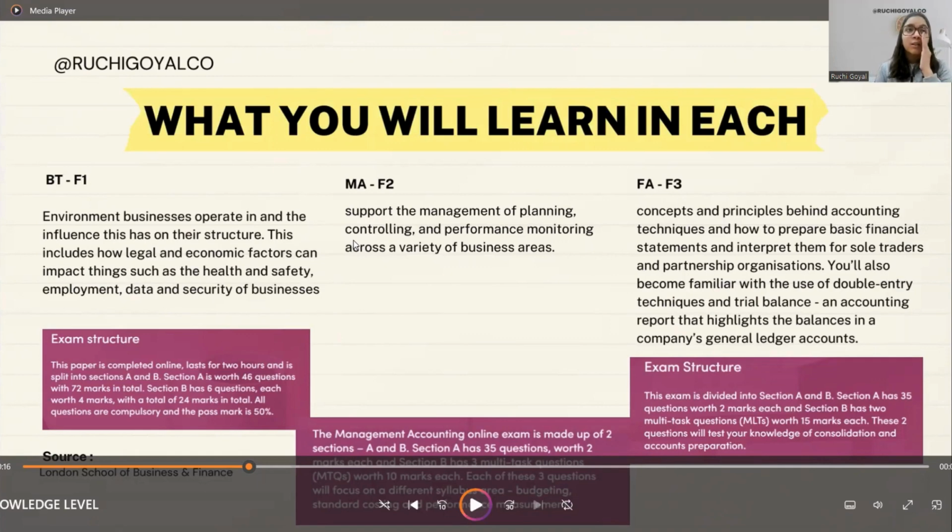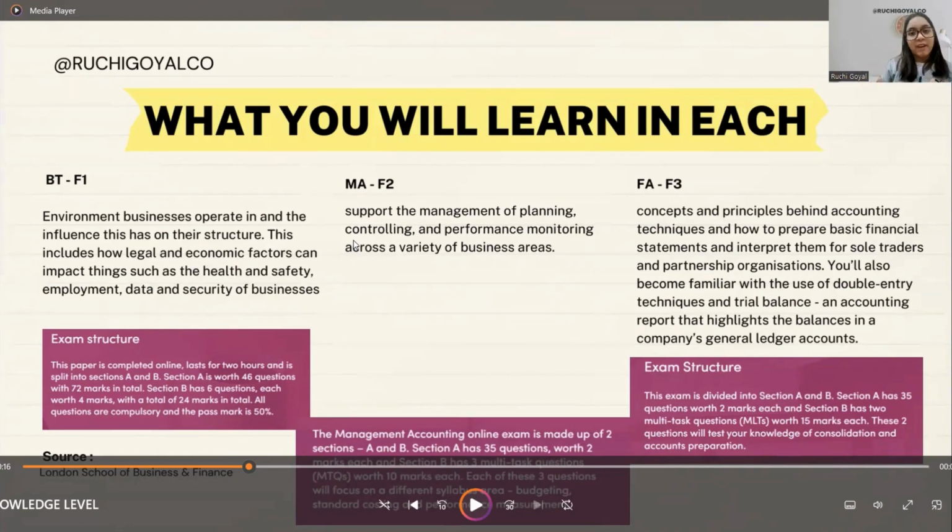Maybe you must have heard at your graduation level the PESTLE model. So all these models come into this particular paper. Now let's come to MA, that is F2, that is management accounting. This talks about different business areas, performance monitoring, how performance is measured in management, the planning, the controlling. So basically, it is more of the management part. I don't remember the exact syllabus, but it gives you an overview of what's happening in management.